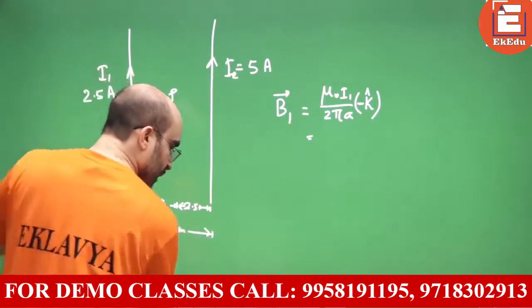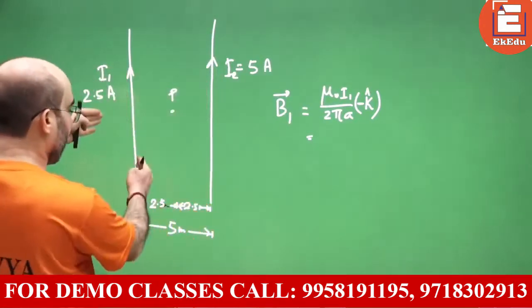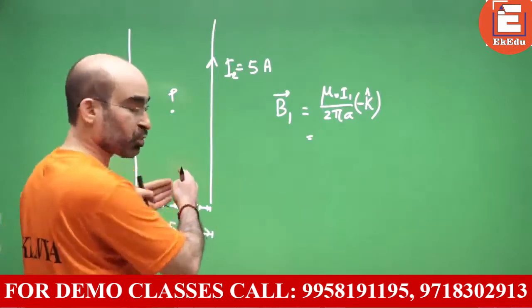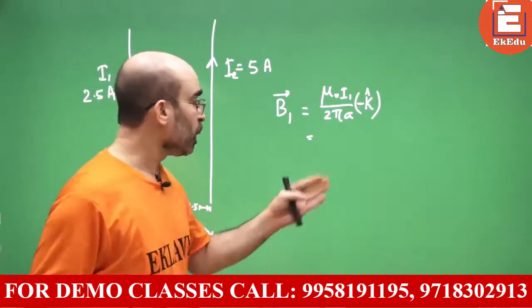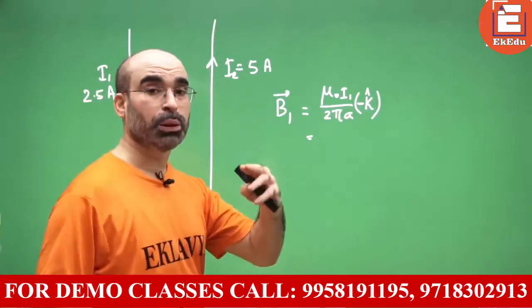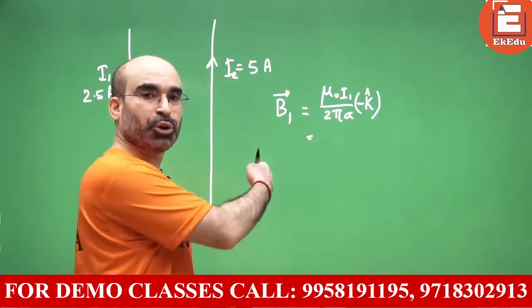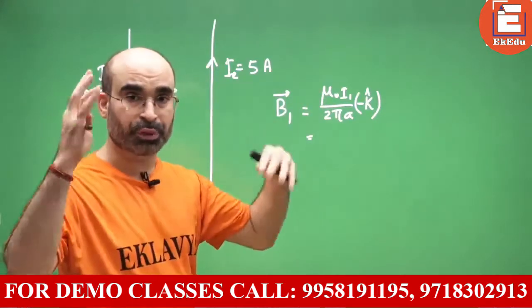If we consider this is the x-axis, this is the y-axis, and this will be the z-axis, right? Outward will be the positive z-axis, inward would be the negative z-axis. This is what we have taken.